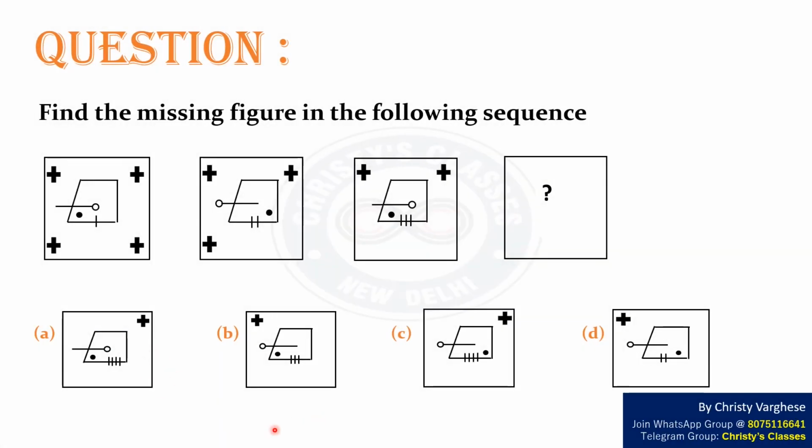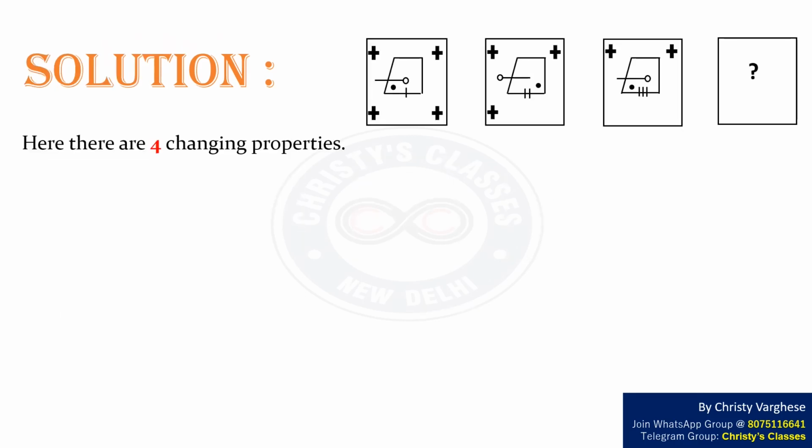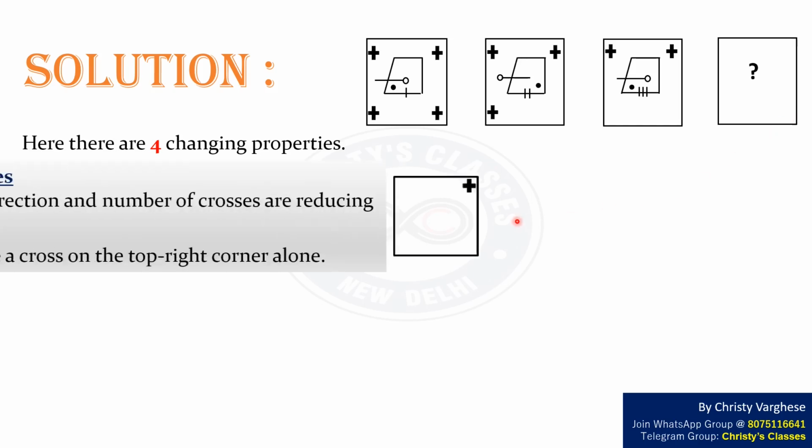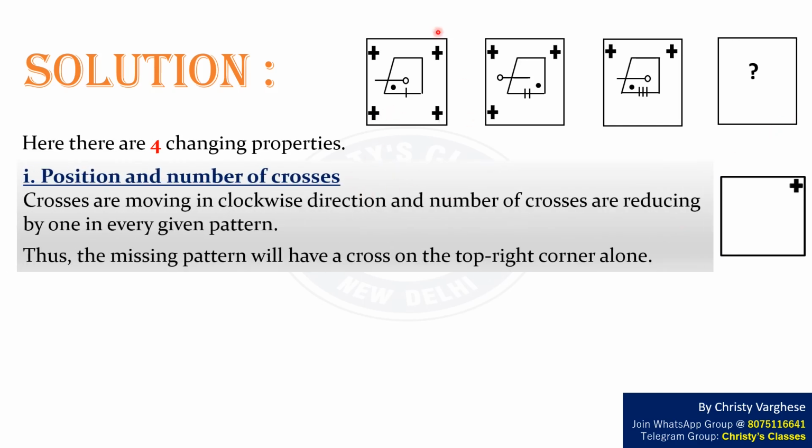Question. Among the four given options, find the missing figure in the following sequence. Solution. Here, there are four changing properties. The first one is the position and number of crosses. Crosses are moving in clockwise direction and number of crosses are reducing by 1 in every given pattern. Thus, the missing pattern will have a cross on the top right corner alone.